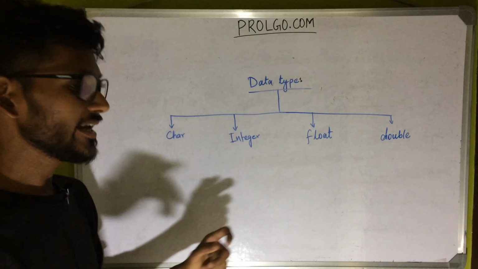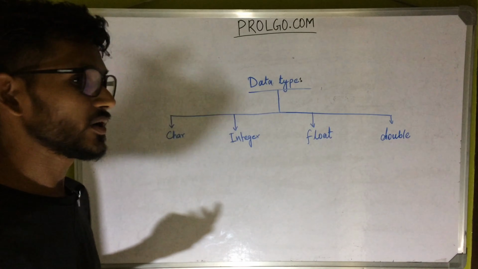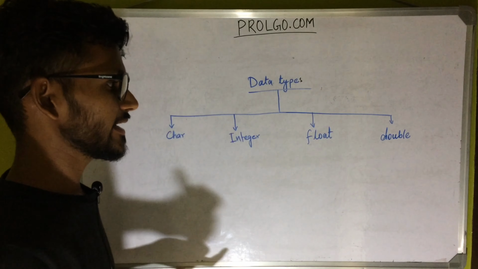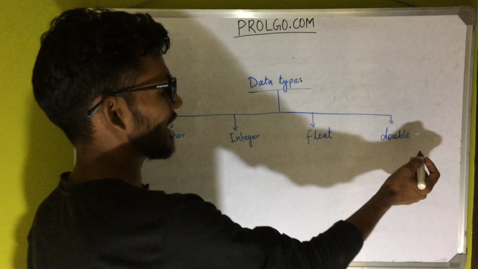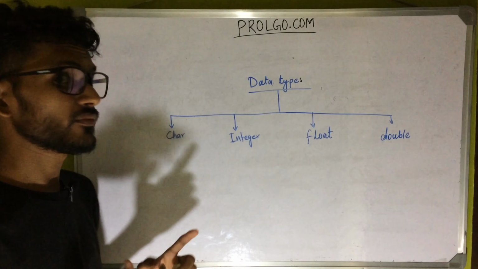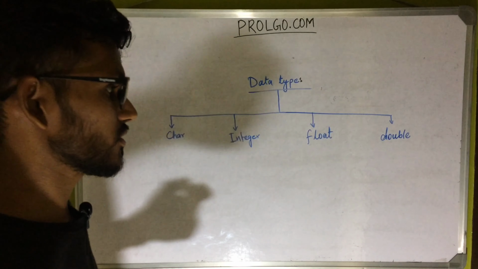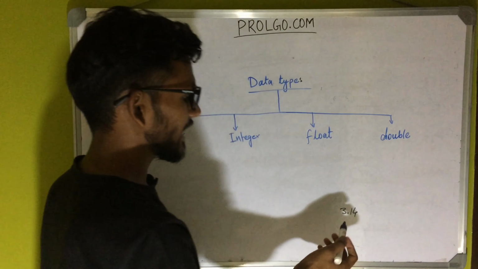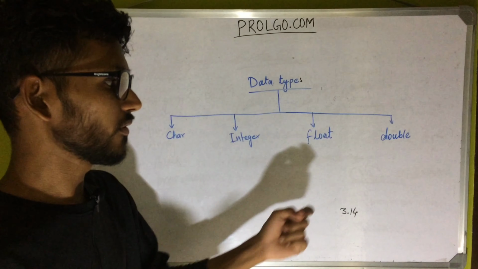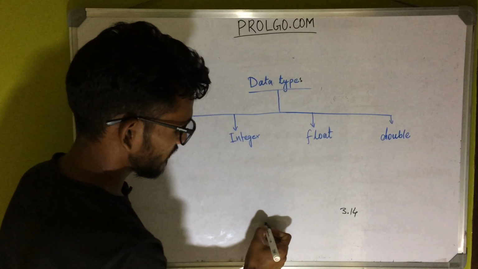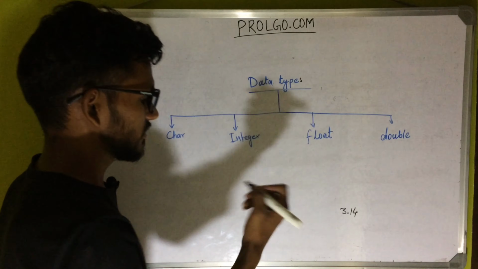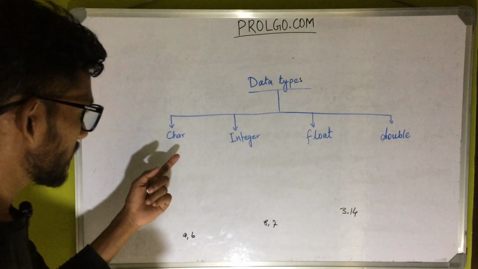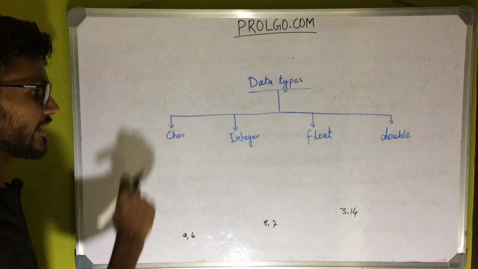Then integer: any numeric value like 1, 2, 3, 8, 9, 10, whatever, will be stored in the integer data type. And float and double will be used for storing floating values or decimal values. Suppose we have data like 3.14, that will be stored in float, and any value like 8, 7 will be stored in integer, and any character like A, B will be stored in the character data type.